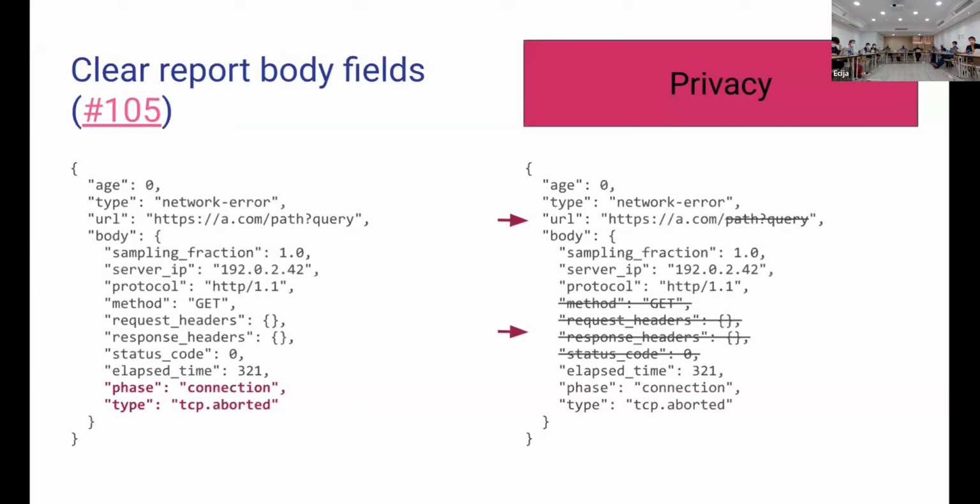Similarly for connectivity, in this case, a TCP connection was aborted. There's no point putting in the path. There's no point putting in the method or any of the headers or the status code. You could never have gotten there and they couldn't have influenced the error.